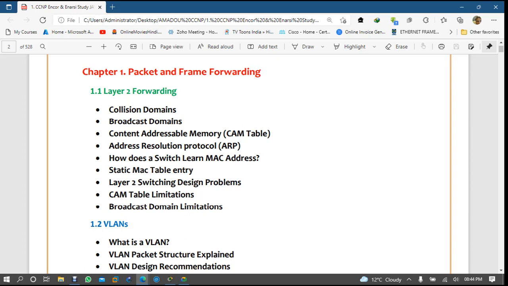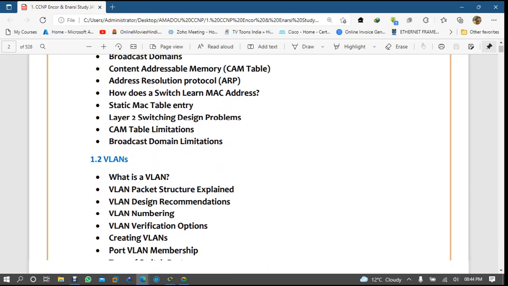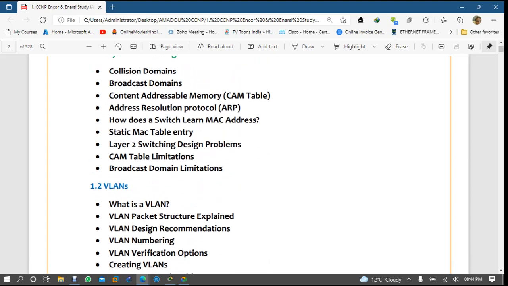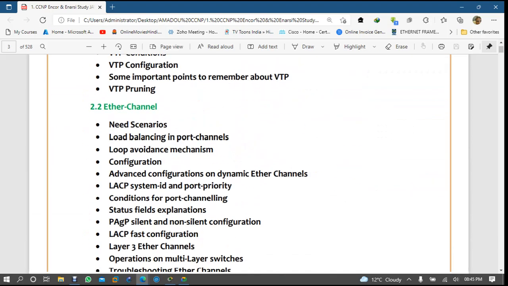In that we will be knowing about packet and frame forwarding. And why we are going to know about the basics, because everything depends on packet flow. Packet flow is the main part of networking. So slowly, once we talk about this packet flow and these things today, tomorrow we will be talking about VLANs.